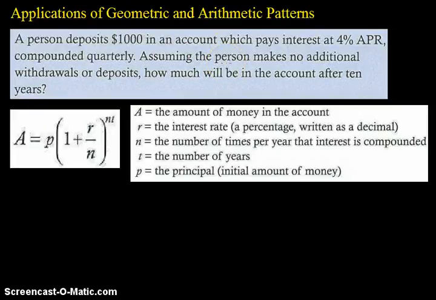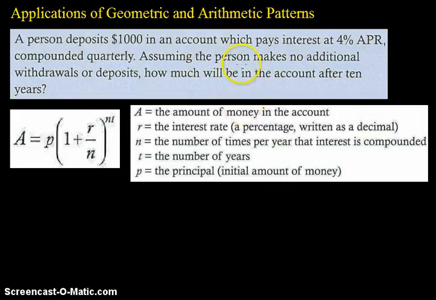Hi, in this video I will show you a couple of examples of the possible applications of geometric and arithmetic patterns. I want you to pause the video and go over this section. That is a very typical example of an application of geometric patterns.